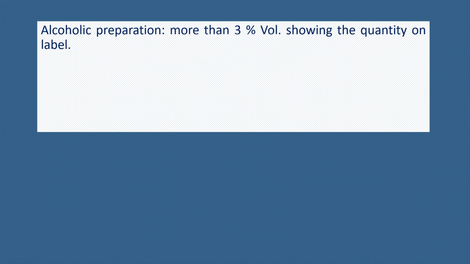Another very important thing needed specifically when we are talking about alcoholic preparations: if the alcohol is more than 3% by volume, you should show the quantity on the label. Those having an alcoholic preparation of more than 3% of volume should mention on the label the concentration of alcohol.